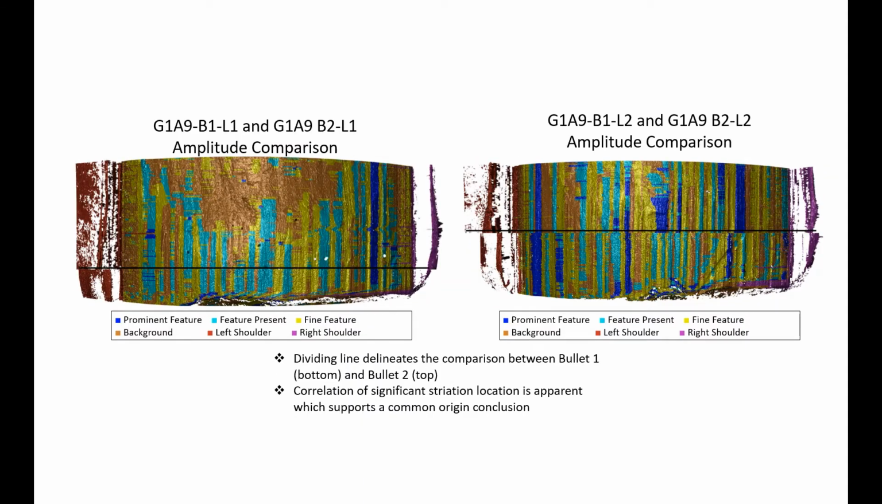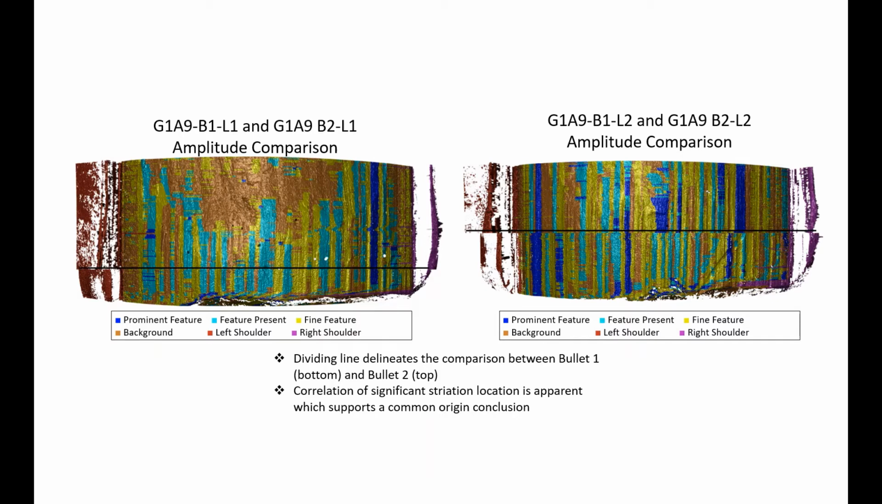With these amplitude maps, we used a Photoshop software to visually compare them first. As you can see, for both of these images, the bottom half of the bullet is bullet 1, and the top half of the bullet is from bullet 2. For the bullet 1, land 1, and bullet 2 comparisons, you can see that the features line up really well. There's a strong correlation between all of the colors and where each of the striations end up lining up, the prominent features in similar spots on both bullets.